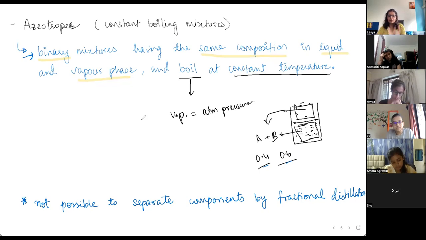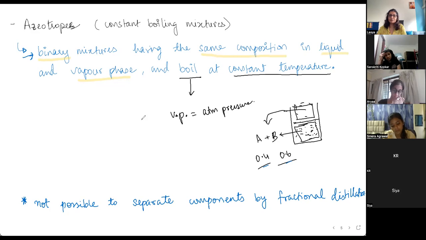In a solution you may have a particular mole fraction. Like in solution you may have 40% A, 60% B. But in the vapor phase you might have completely different concentrations. You might have like 30% A, 70% B. That can happen. But in azeotropes, that is the characteristic. Whatever the composition or concentration in the liquid state solution, 40, 60, 35, 65, whatever it is, in the vapor phase also the mole fraction, composition, and concentration will be the exact same values.